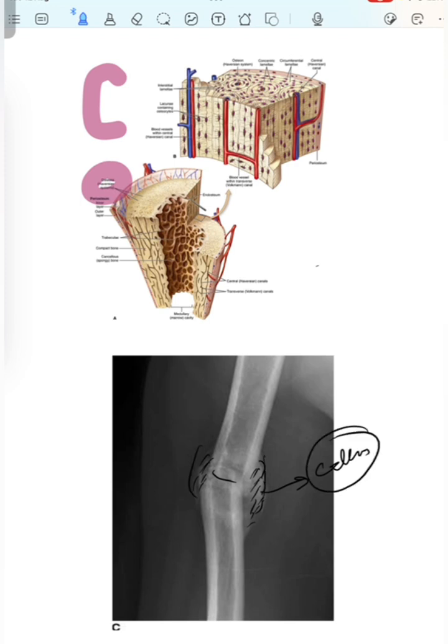So from this we can have a question: what is the phase of fracture healing we see in this X-ray picture? They can ask like that.